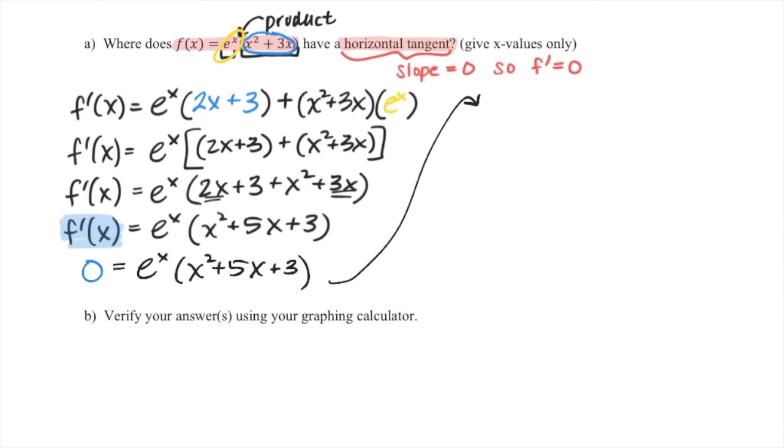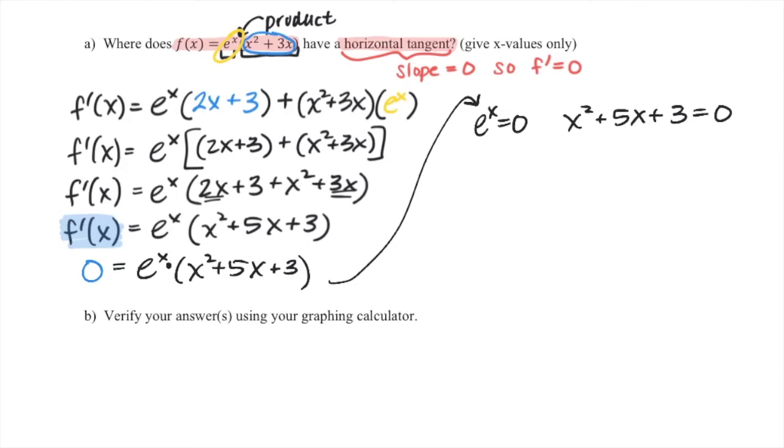And you can see this is why it was beneficial that we went ahead and factored it, that this is in factored form. Because if we're going to set this equal to 0, we're going to use that zero product property. That's the fancy term, which basically means we're setting each of these factors equal to 0. So either e to the x equals 0 or x squared plus 5x plus 3 is equal to 0. So we have two separate equations to solve.